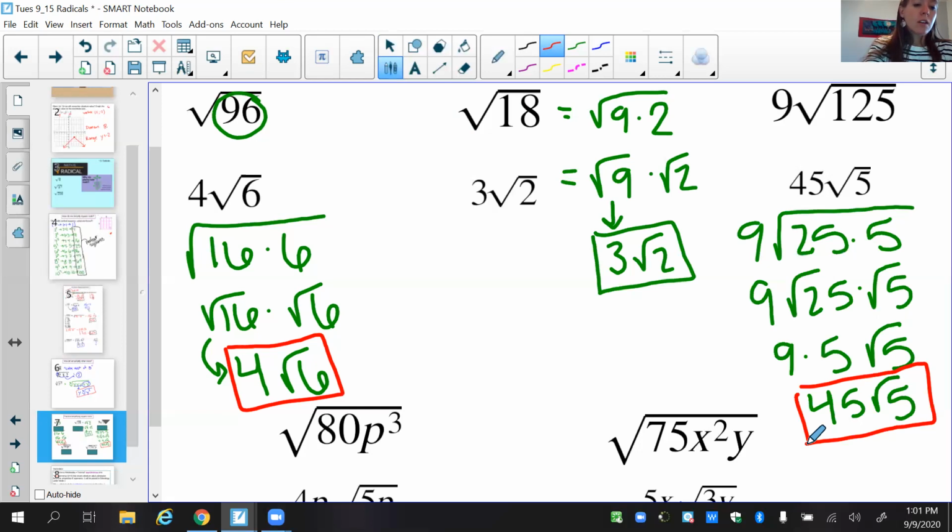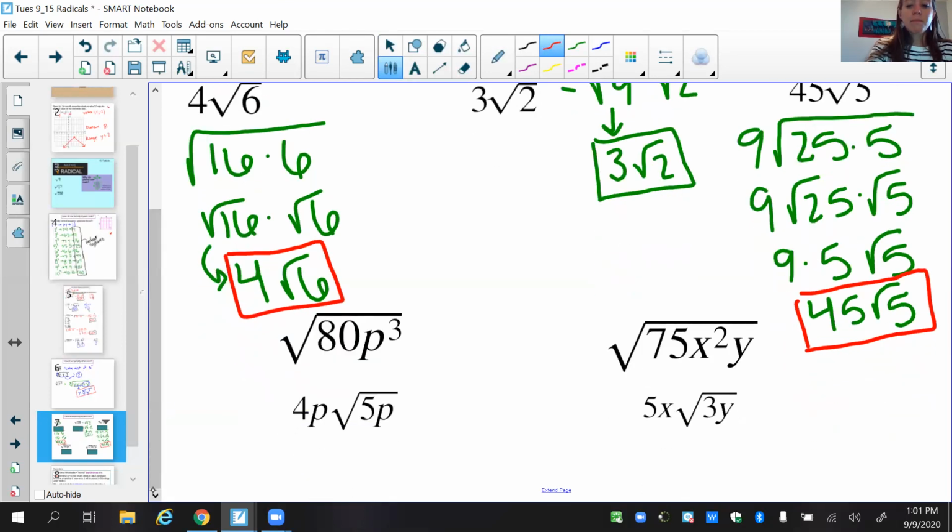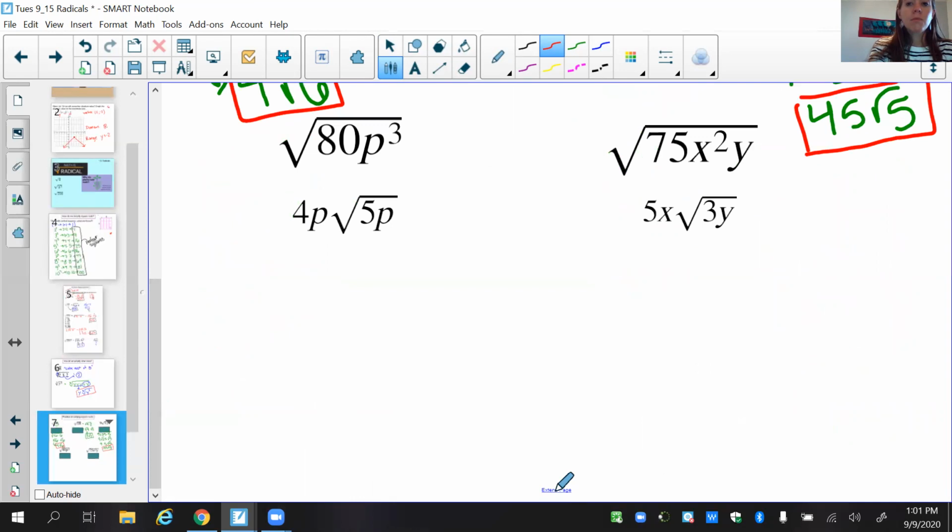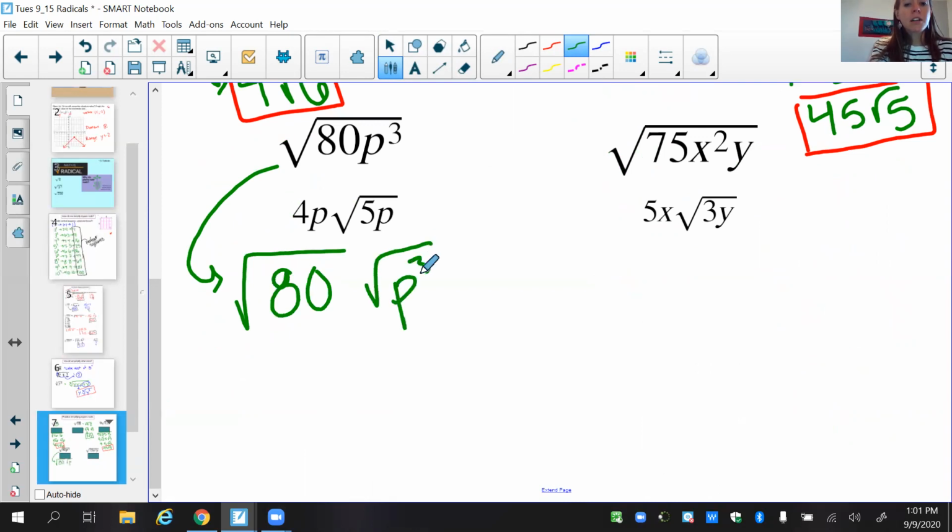Okay. All right, let's do 2 more. All right, we've got a number and a variable, so I'm going to split this up into 80 and p to the 3rd. So now let's look at just the 80. Well, I could do 10 times 8, but that doesn't really work, right? All right, let's look at a different number.